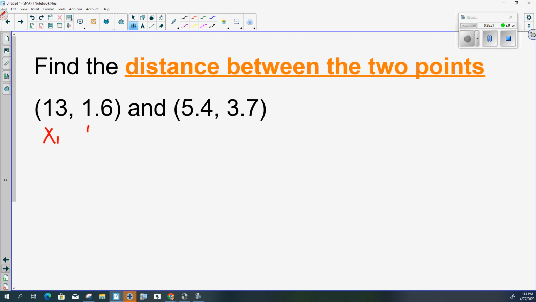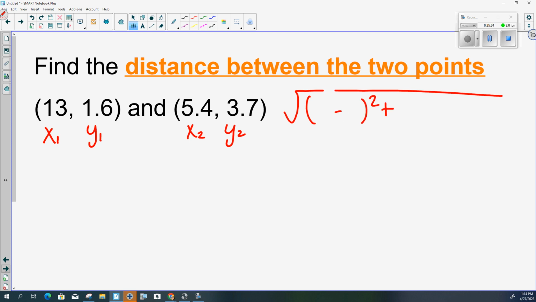Label them. So yeah, this is just your stamp. Stamp, and then you plug in your x's and your y's.